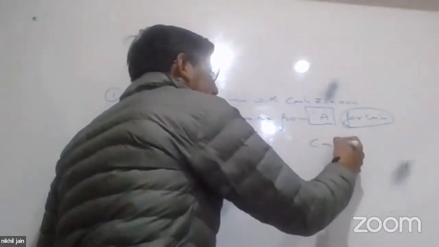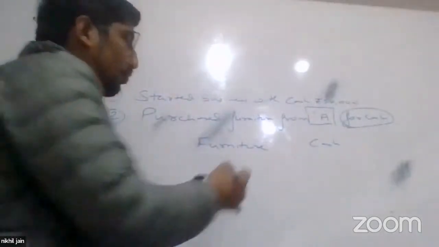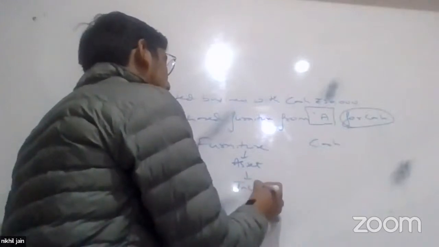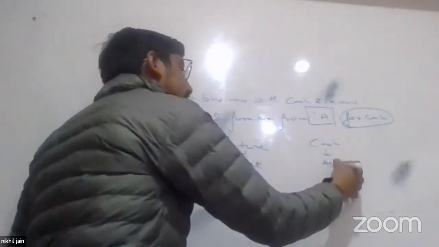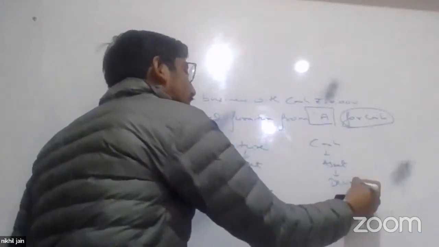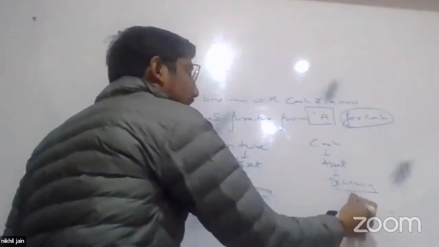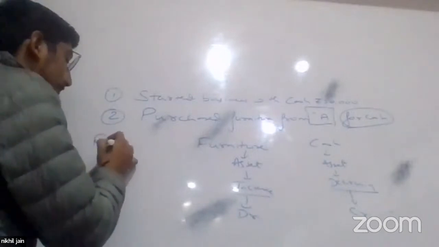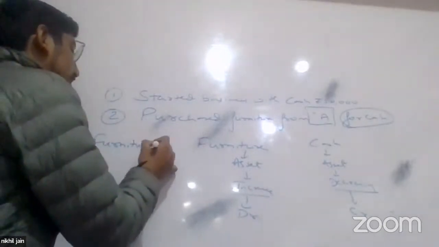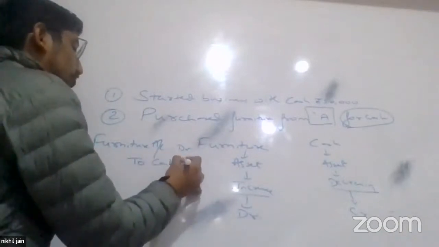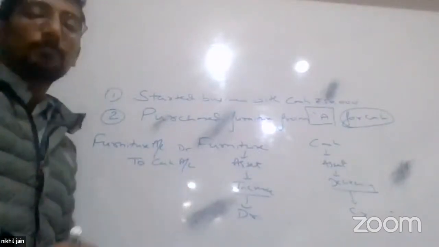One is furniture and another is cash. So both are assets for us. One is increasing and the other is decreasing. When an asset increases, it is debited. When an asset decreases, it is credited. So the journal entry will be: furniture account debit to cash account.